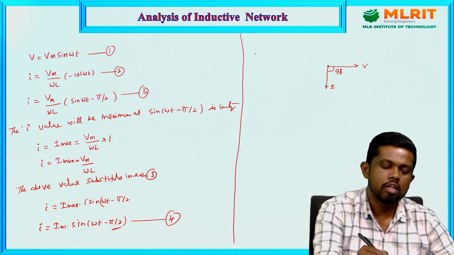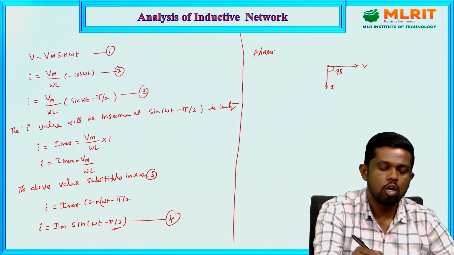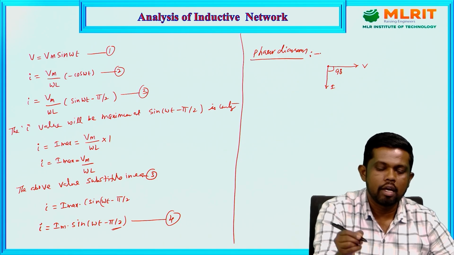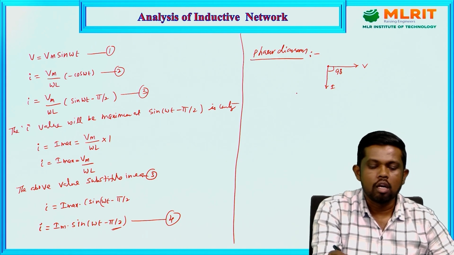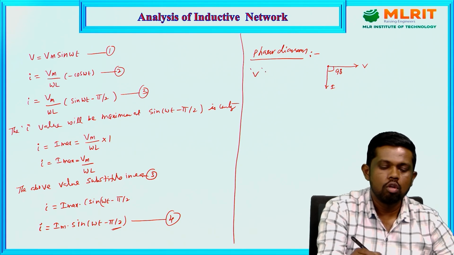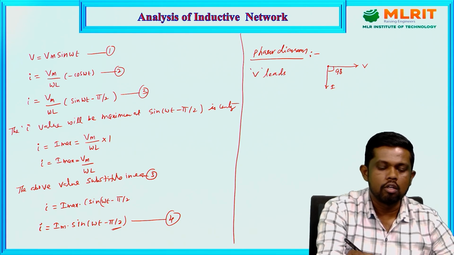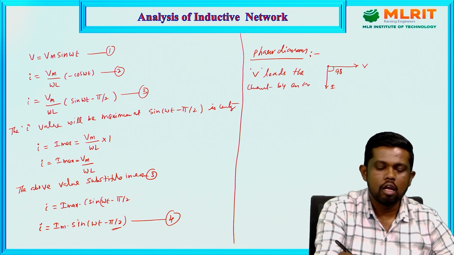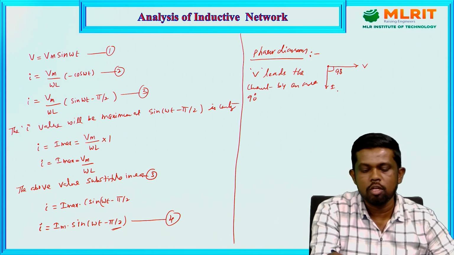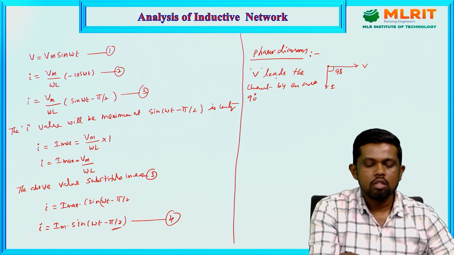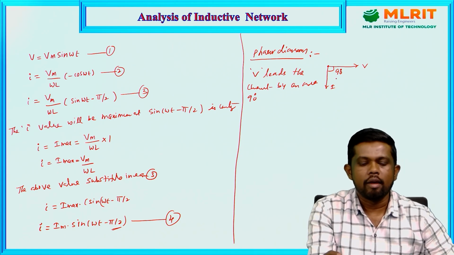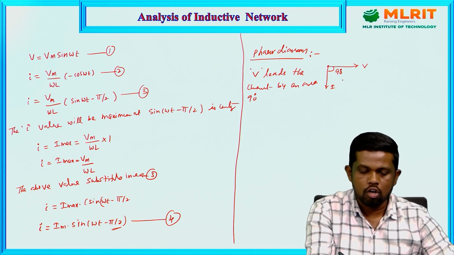From the phasor diagram, it is clearly seen that we can conclude that the voltage always leads the current by an angle of 90 degrees. If it is a pure inductor, then we will get this much phase displacement between these two. That is, the voltage always leads ahead of the current at an angle of 90 degrees. So this is regarding the phasor diagram.